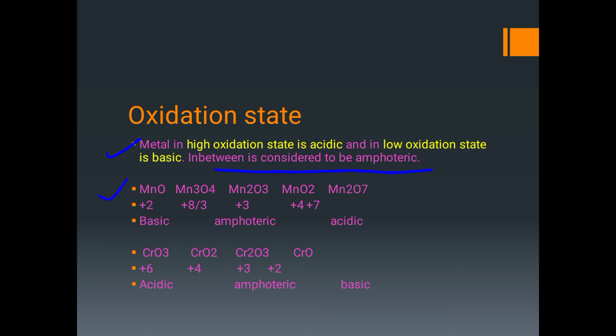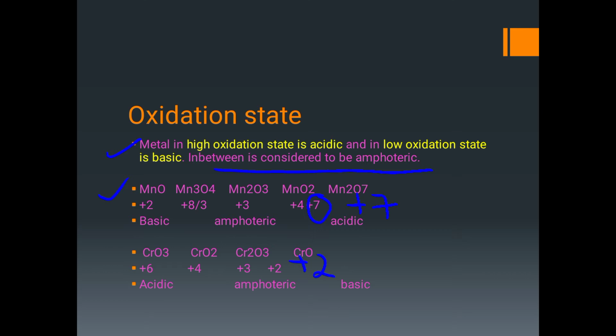Now here I have given you some manganese compounds like MnO, Mn3O4, Mn2O3, MnO2 and Mn2O7. What you need to do is first find the oxidation state. Once you have found the oxidation states, then you rank them. Now if you see, Mn2O7 is over here with +7, and MnO with +2 is over here. The one which has the highest oxidation state is considered to be acidic.